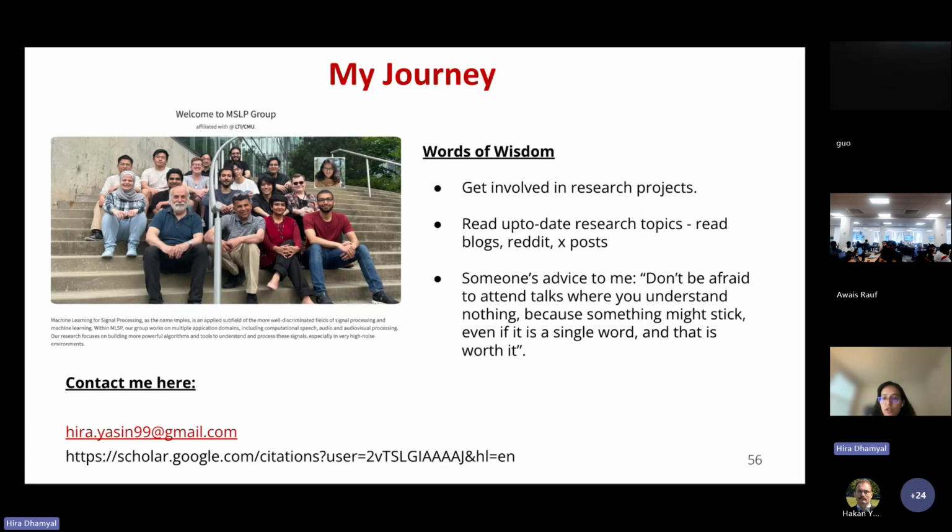The last bit of wisdom here is something my advisor said to me very early on in my PhD journey, which was: don't be afraid to attend talks where you understand nothing. I was attending talks where I didn't understand anything, and he said don't be afraid to do that, because something might stick, a word might stick, and that is worth it. You might hear that word again two years from now, and you might remember something from that talk. Even if it's a sentence, that is worth it. So do go attend talks, and read papers that you understand very little about, but read them again and again and again.